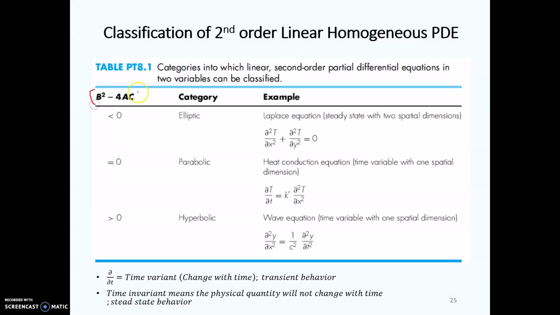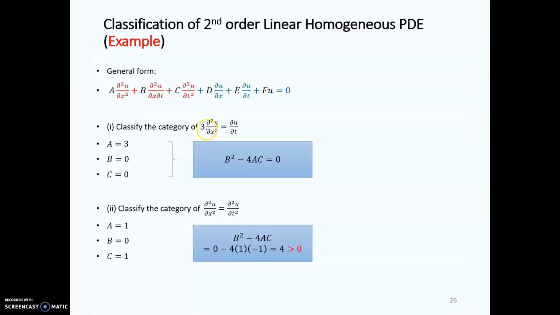When you obtain b squared minus 4ac less than 0, this is known as elliptic PDE. If b squared minus 4ac is equal to 0, this is parabolic PDE. If b squared minus 4ac is greater than 0, then it is called the hyperbolic PDE. For example, let's try to classify this PDE.